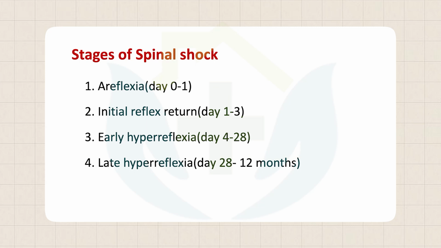Stages can be divided into 4 stages. Initially, in the initial part, there is complete areflexia. So you don't have any reflexes below the level of lesion. So supposedly someone has a spinal cord injury at cervical spine C5, C6, below the level, whatever the reflexes are, areflexic.